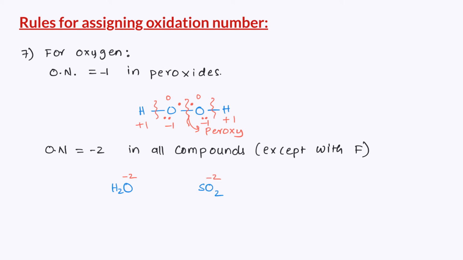When oxygen is bonded to a fluorine atom, which is the most electronegative atom, the oxygen, being the less electronegative atom, acts as a metal, and for each bond that is broken, the oxygen gets a +1 oxidation number. So, overall, it carries a +2 oxidation number.